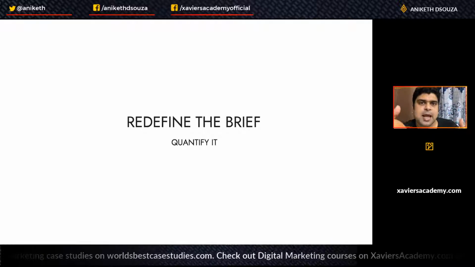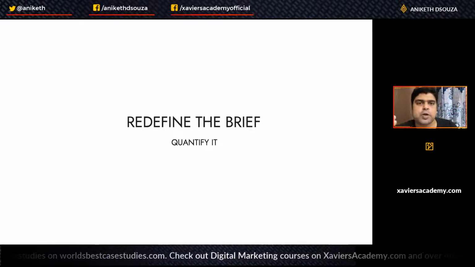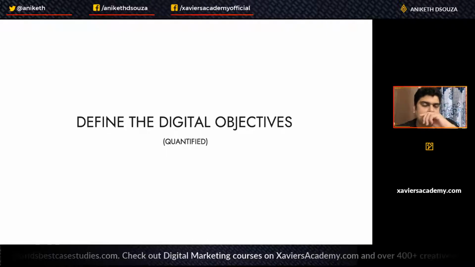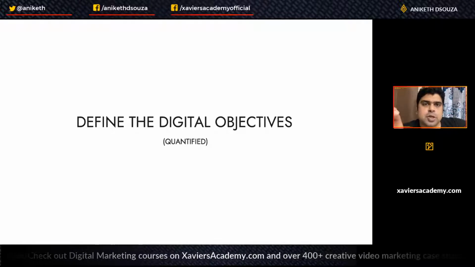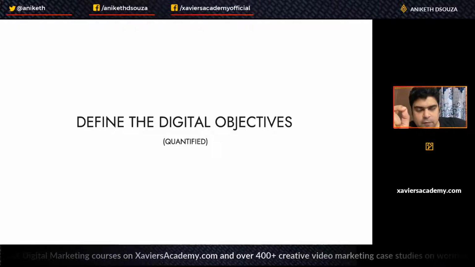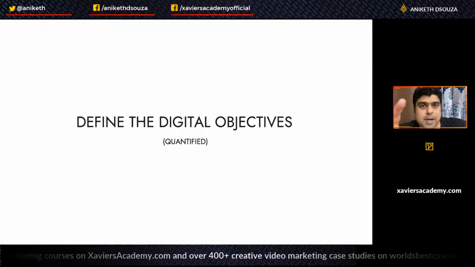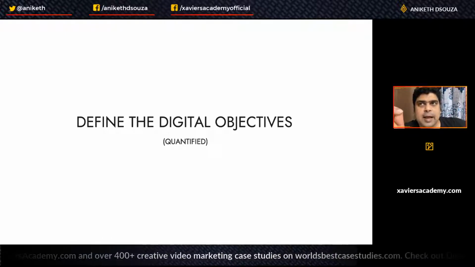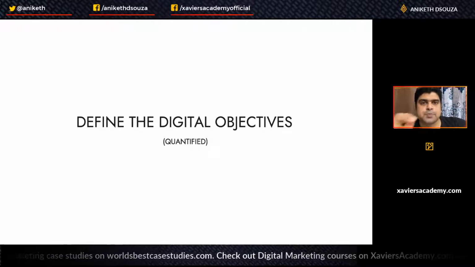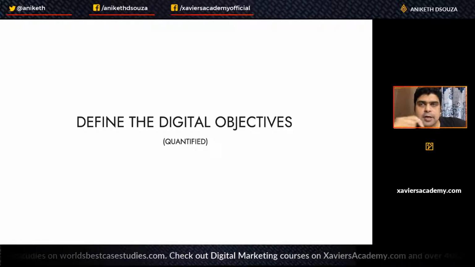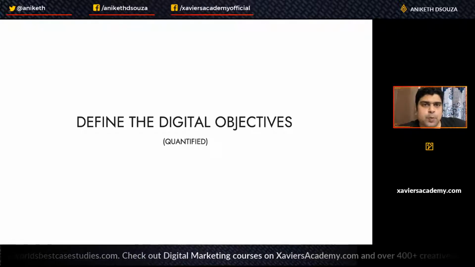So when I'm redefining the brief, I'm actually telling them, this is what you need to do. And the next thing is that I also say, define the objectives, and the objectives must be quantified. What I mean by quantified is that I don't just say, reach a lot of people, right? I put a number to it. So I say we're going to target 5 million impressions per month by the end of the next 6 months. Okay, and that's an objective. Second objective, we're going to reach 1 lakh fans within 9 months.